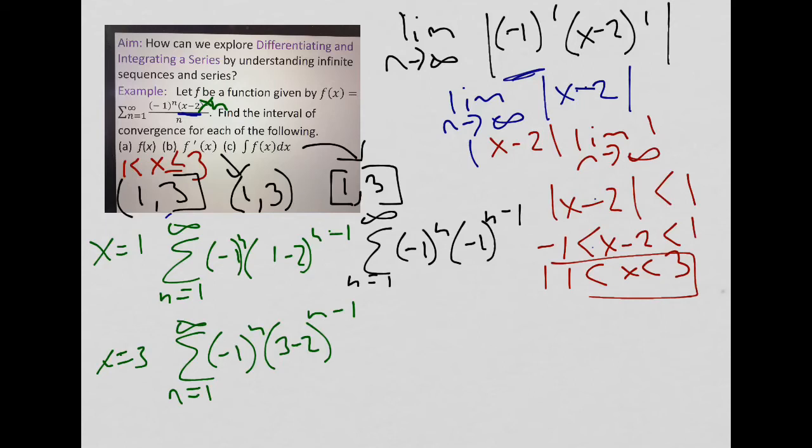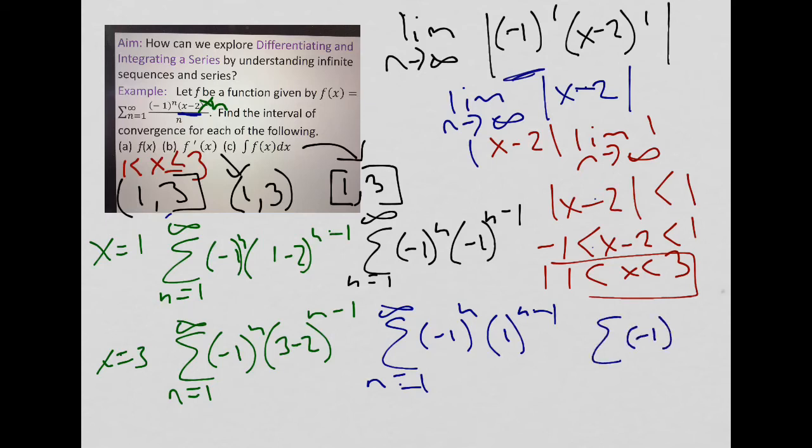So here we go. If we simplify this, we have -1 to the nth power, and we have 1 to the n minus 1 power. So if you take a look at this, 1 to any power is going to be 1. So we really have just the summation of -1 to the nth power.